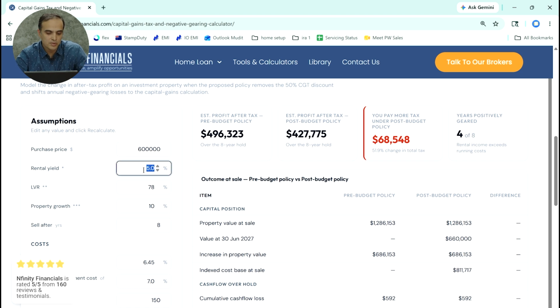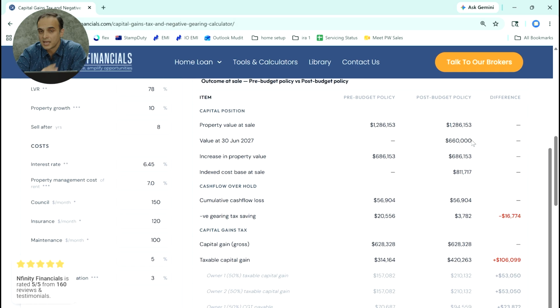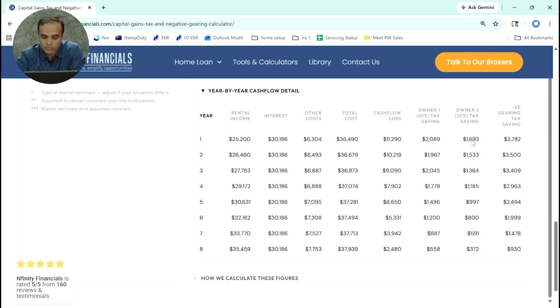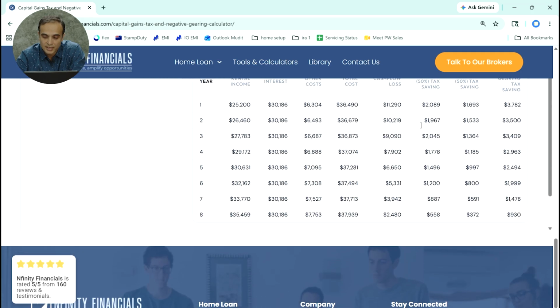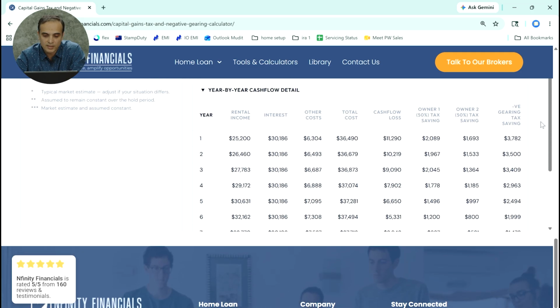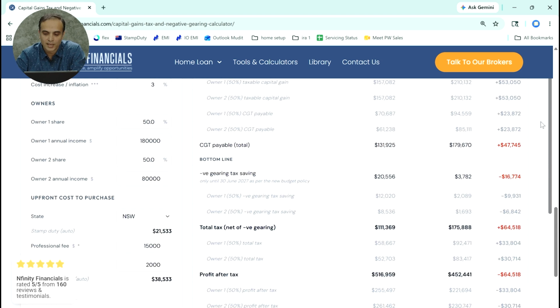And if your rental yield is lower, if you're going for a property of lower rental yield, let's say 4%, you will see the difference. The property does not remain positively geared at all. It remains negative. Just a 1% change in the rental yield means it will be a cash flow negative property. Every year you will be required to put money into the property. And if you want to see the impact of that, that's the table below you can see.